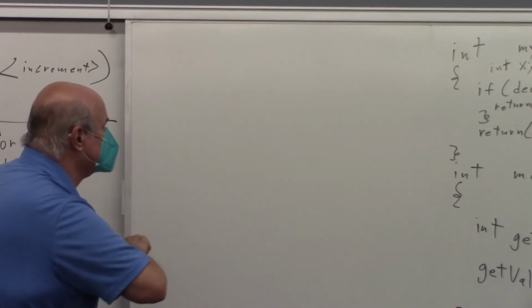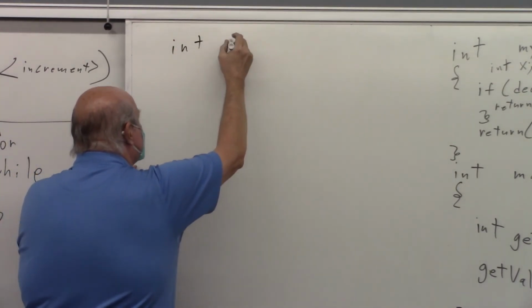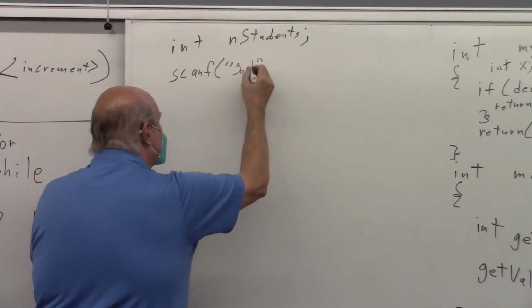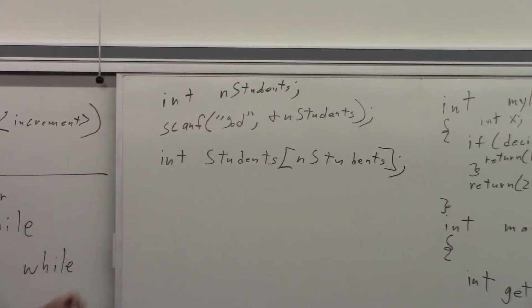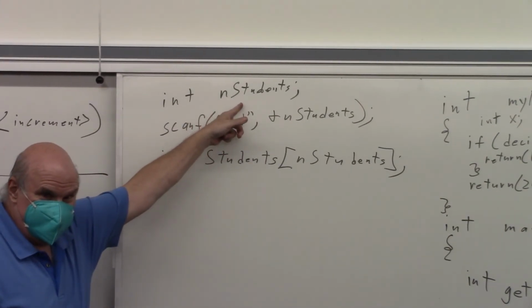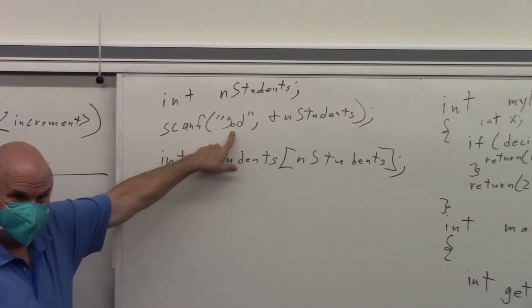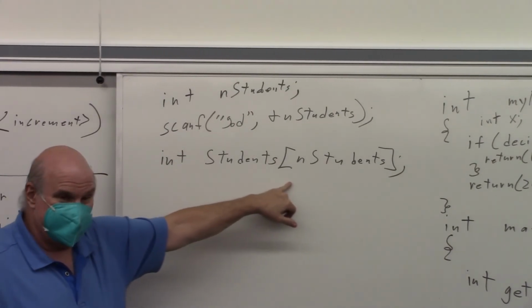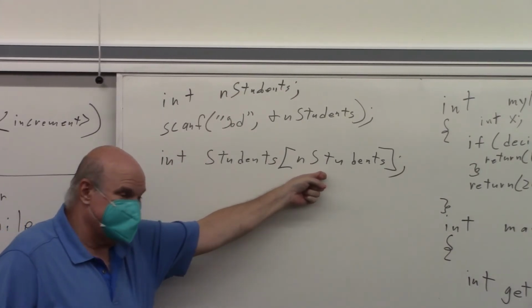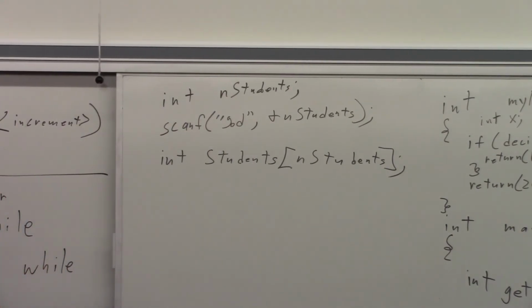If you will recall, we essentially wrote code that said this is also declaring a dynamic array, because n students is dynamic, because I got input for what the value of n students is. And then I declared the array explicitly by using a variable for the number of indexes. That is also a dynamic array.